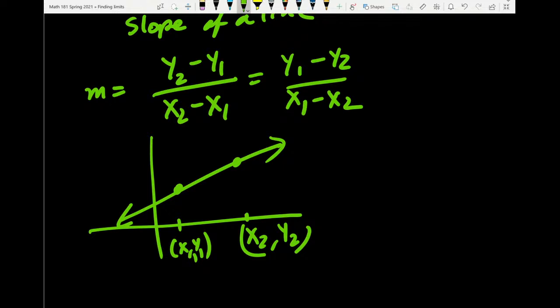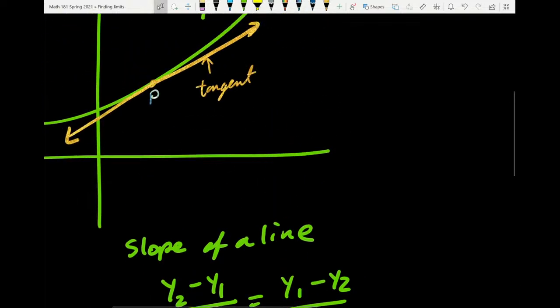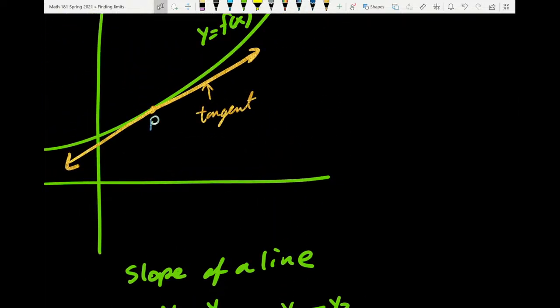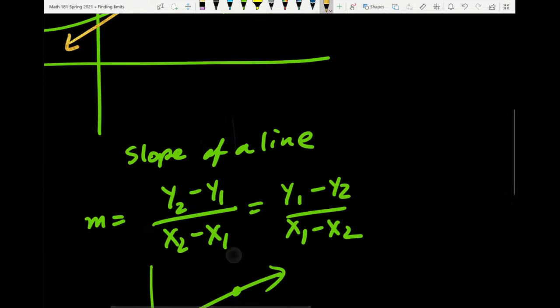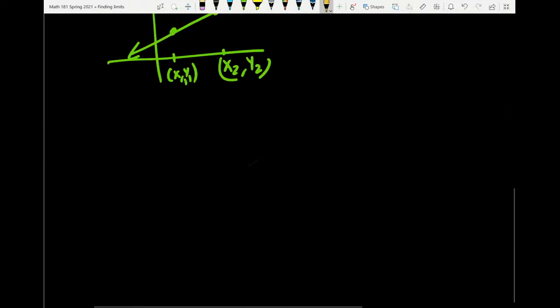Given 2 points, it's easy to find the slope of a line. But how do you find the slope of a tangent line? You have only 1 point. Well, we're going to kind of cheat. This is what we're going to do.